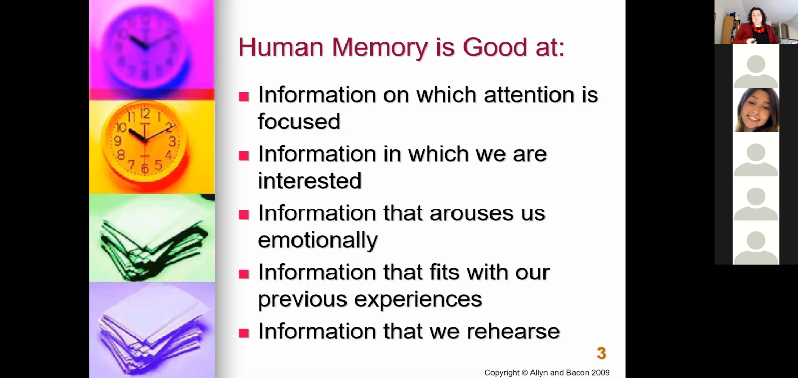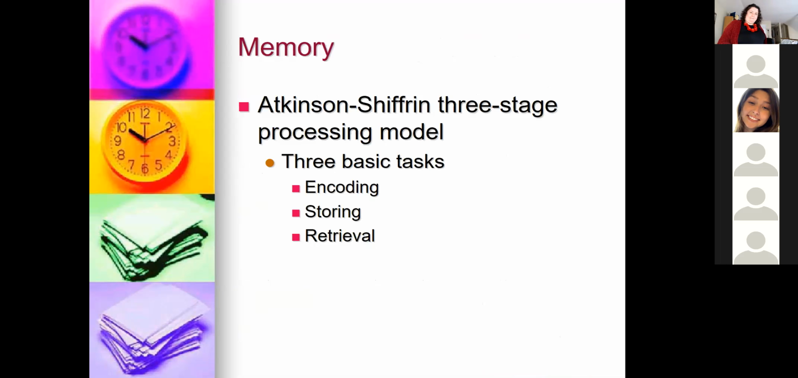But this rehearsal is why I have you all do the Connect assignments, especially the Learn Smart modules. I know they're annoying, but they help you all get the information in there. And it's also why I have you all do the quizzes before our exams on Connect, because that rehearsal is really important. There's actually some really cool research that McGraw-Hill has done that shows that people that use the Connect assignments score better on in-class exams. So that's the other reason why I have you all do it.